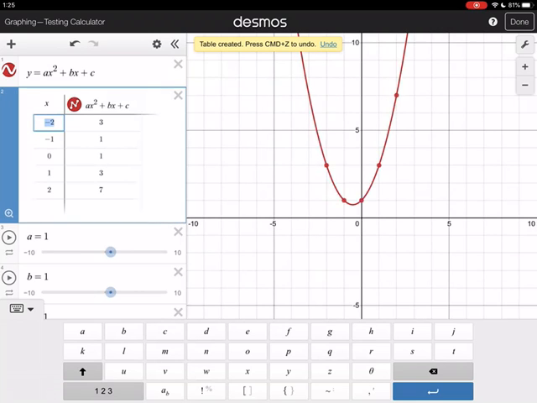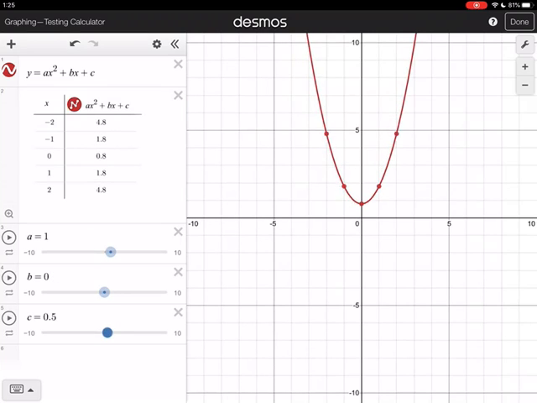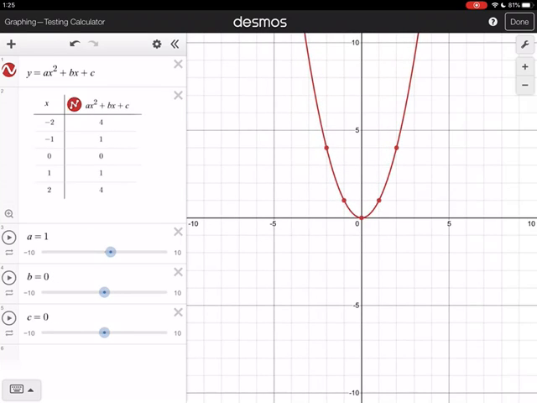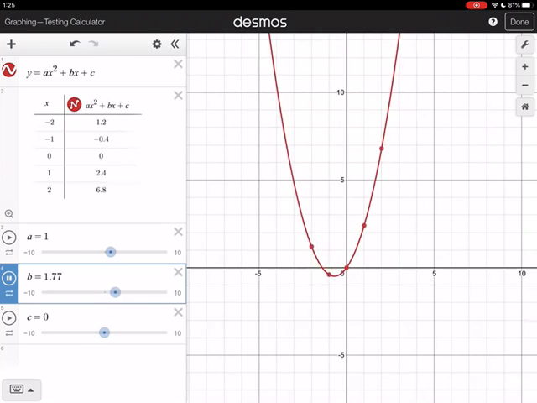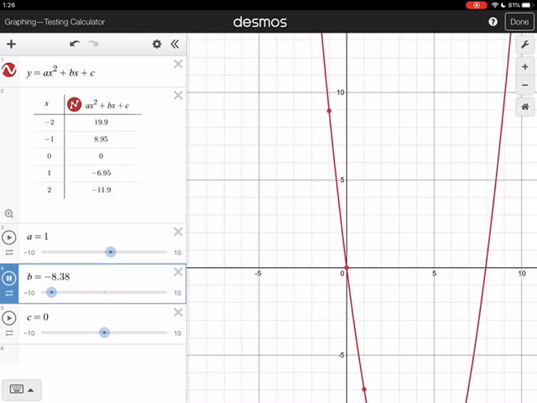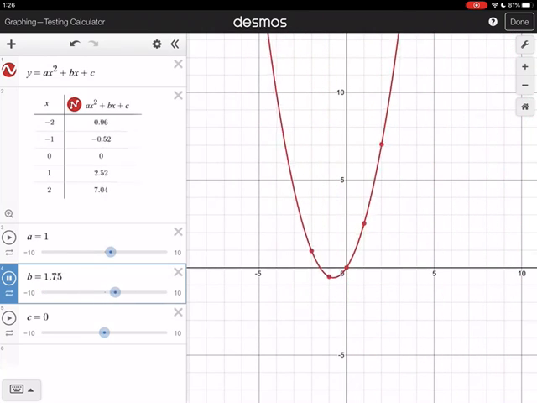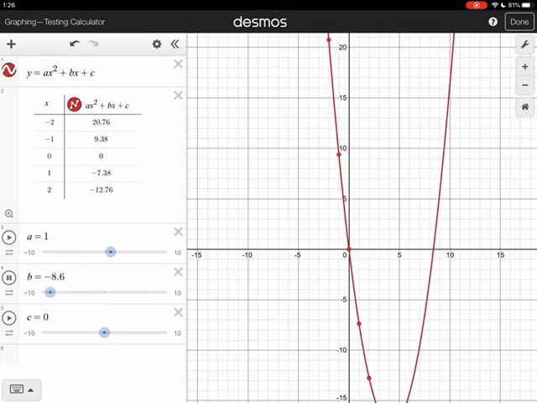Okay, so what I'm going to do is I'm going to set a as equal to 1. And then if b and c are equal to 0, just remember that this is actually just our generic quadratic function of y equals x squared. There it is. And now what I'm going to do is I'm going to add some changes to b. Okay, so let's use the slider and see what happens with b. So as I change the values of b, if you notice, as b gets larger, take a look at what's happening to your graph.